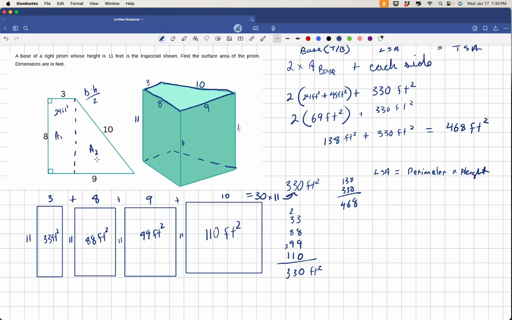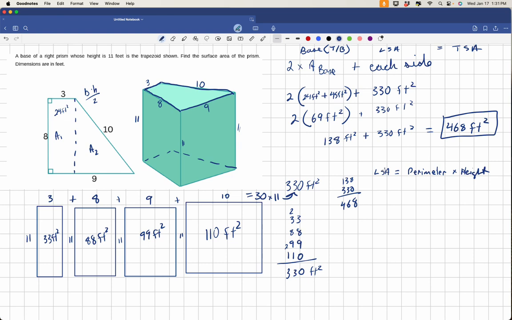Just break the shape into 2 pieces. You could do it like a trapezoid and do 9 plus 3 times 8 divided by 2. But that's complicated. It's easier just to do this rectangle and this triangle and add it back together. This is the rectangle, this is the triangle. We added it back together. That's for one of them, so we multiplied it by 2 to get both of them, the top and the bottom, and then we just added the top and the bottom and the side area. This gave us the total.